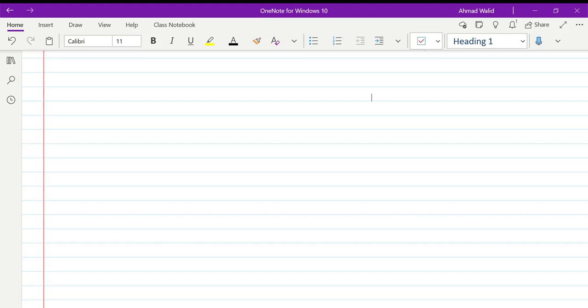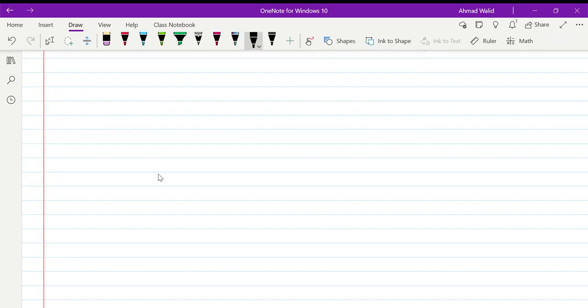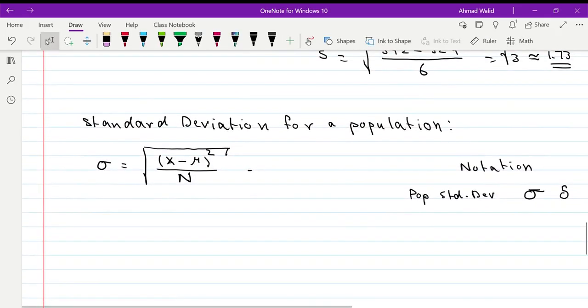Hello all, let's start part 2 of our lecture for section 3.3. If you remember from the previous lecture, I talked about how to find the standard deviation of a sample, and the last thing that we did, we talked about how to find the standard deviation for a population, which the formula was sigma equals the square root of the sum of (x minus mu) squared over N, correct?